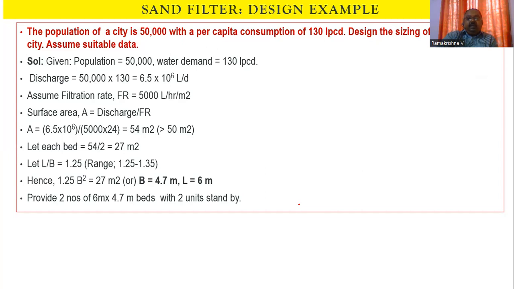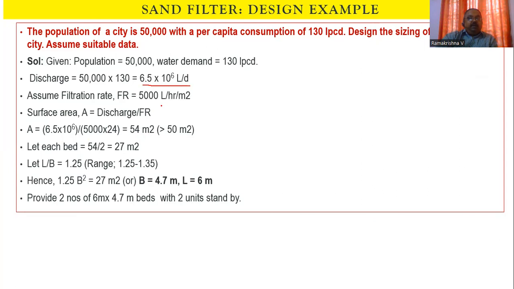The population of a city is 50,000 with a per capita consumption of 130 LPCD. Design the sizing of RSF for the city. Assume suitable data. So forgetting about the maximum demand, we'll talk with only average demand here. Average demand is 130 LPCD and the population is 50,000. So 50,000 into 130 comes out to be 6.5 into 10 to the power of 6 liters per day.